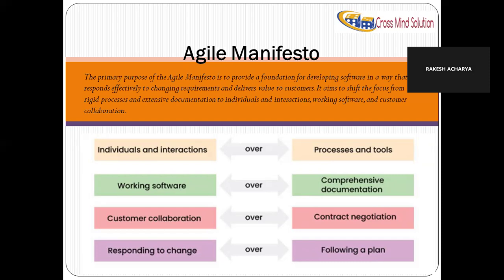Okay, so what it's saying: individuals and interactions over processes and tools. Agile is saying all team members will work individually and interact with each other. They have to follow the process and maintain everything in the tool, as Agile asks to work on Agile-related tools. Your delivery will be working software, meaning working software over comprehensive documentation.